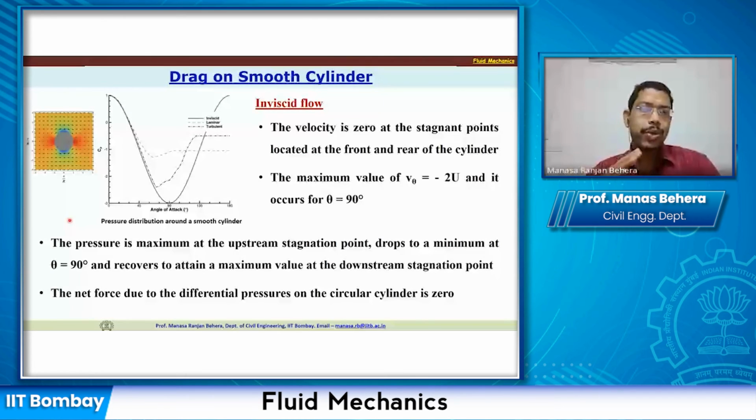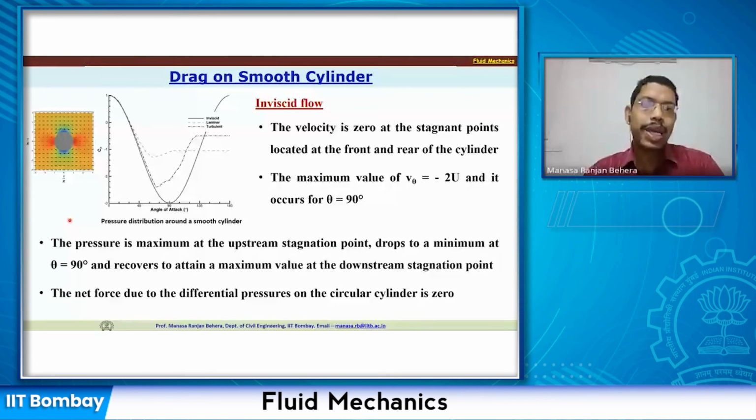The pressure is going to be maximum at the upstream stagnation point. We have already seen from Bernoulli's equation that if the velocity is lower, the pressure is going to be higher. So your pressure at the stagnation point is going to be maximum and drops to a minimum at theta equals 90 degrees, where the velocity is maximum.